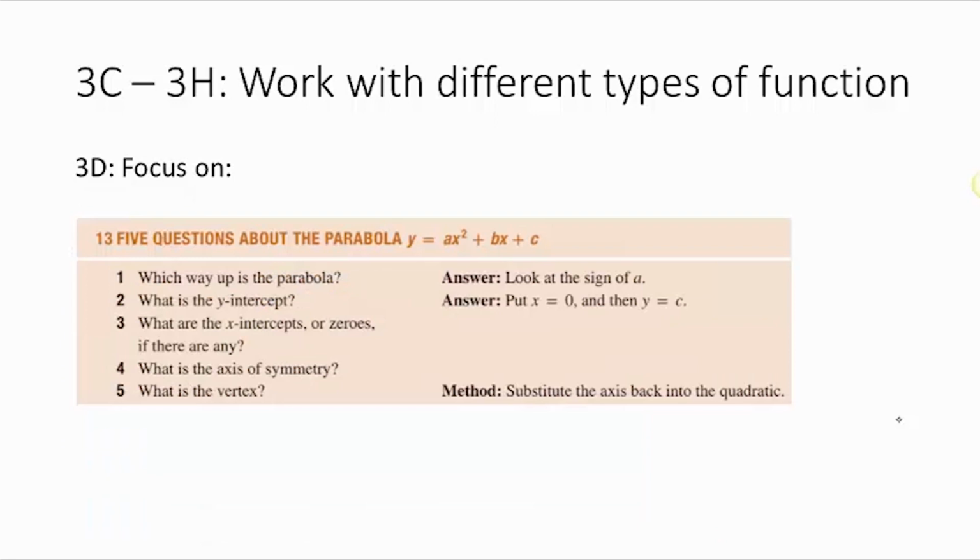This idea of a parabola and all the different things you need to look at for it: which way is it up, the y-intercept, the x-intercepts or zeros, the axis of symmetry, the vertex and so on, making sure that we've got all of that information. When is it going to be hard to find that information? When is it fairly straightforward? But always have those 5 ideas in their head: I need to know this, this, this, this and this.